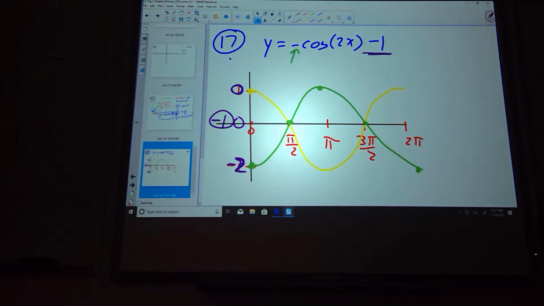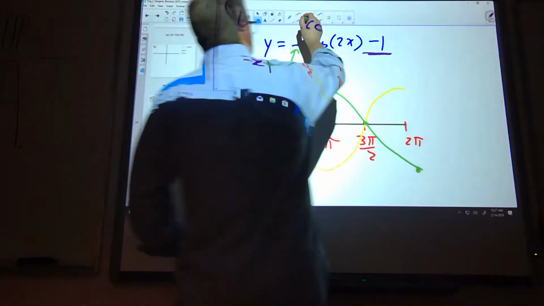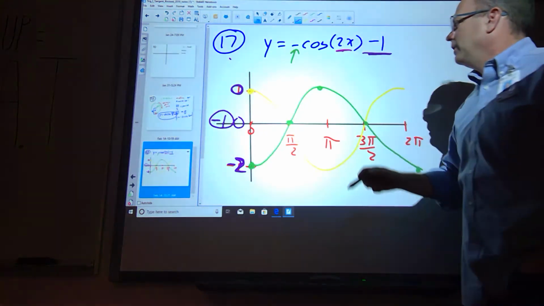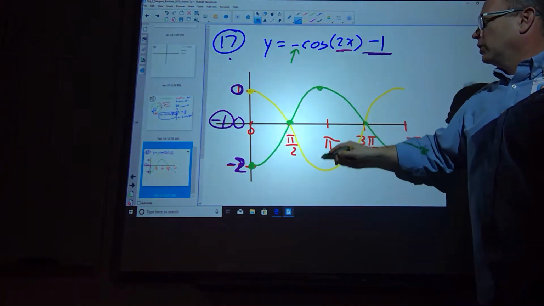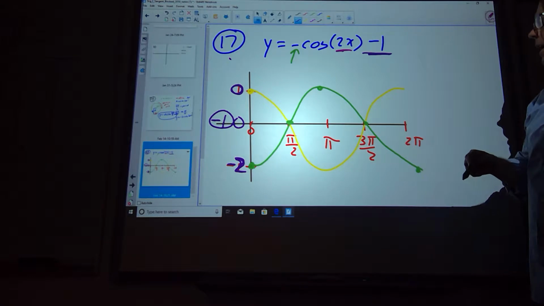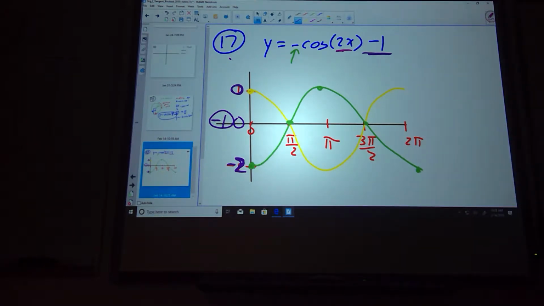So this is going to happen twice as often. Okay? So between 0 and 2 pi, we're going to have 2 of the green things happen. So what would I have to do if this is happening twice as often? Meaning that this should do this. Shrink it? Okay? So it is kind of a shrink. It's a horizontal shrink, isn't it?